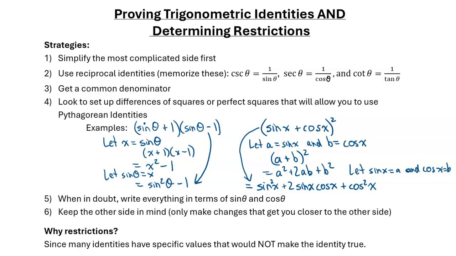Number 5, when in doubt, write everything in terms of sine theta and cos theta. And number 6, keep the other side in mind. Only make changes that get you closer to the other side.